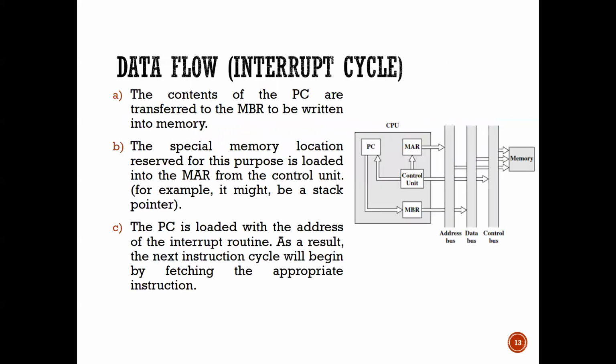Data flow. The content of the PC is transferred to the MBR to be written into memory. The special memory location reserved for this purpose is loaded into the MAR from the control unit. For example, it might be the stack pointer. The PC is loaded with the address of the interrupt routine. As a result, the next instruction cycle will begin by fetching the appropriate instruction.